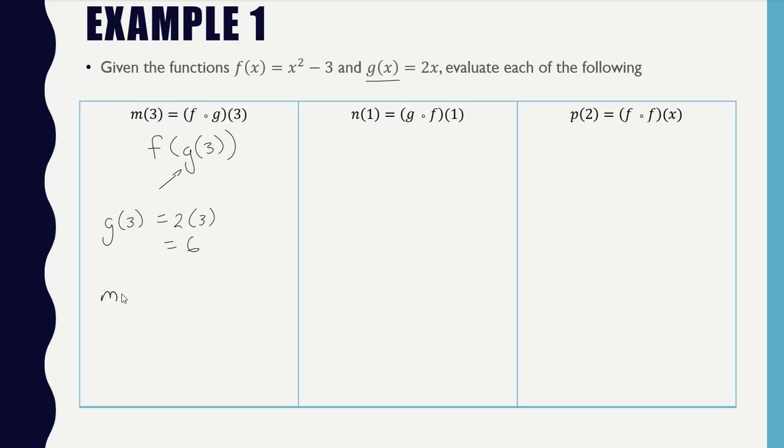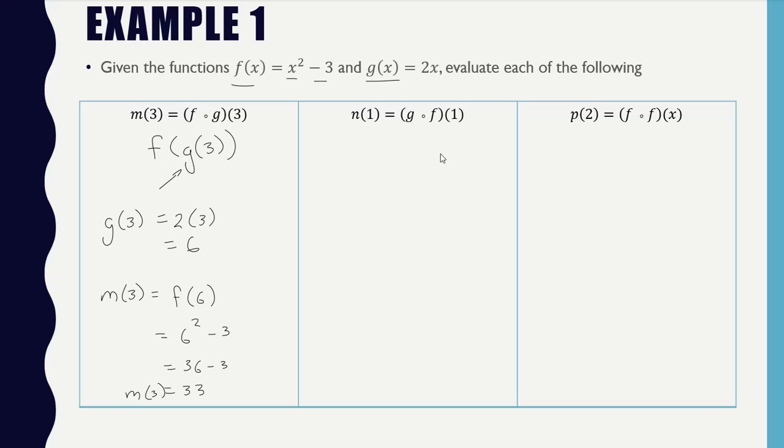So now I want m of 3, which means I'm going to take my f of, well, 6. Because that's what g of 3 was. It was equal to 6. So now if we go look at the f of x function, we have x squared minus 3. So we're going to replace the x values with 6. So it's going to become 6 squared minus 3. So 6 squared is 36 minus 3. So we get 33. So m of 3 is equal to 33.